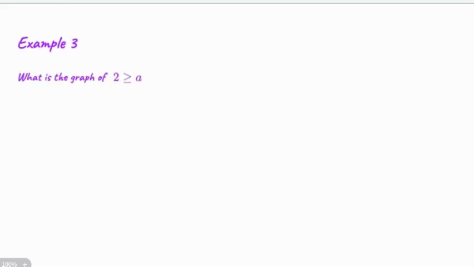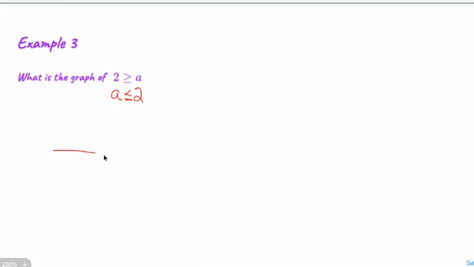All right, so let's talk about graphing inequalities. What is the graph of 2 is greater than or equal to A? I'm actually going to reverse this. I'm going to flip that around, but that turns into A is less than or equal to 2. Okay, now I forgot to put my equal to sign. Let me put that in there. Okay.